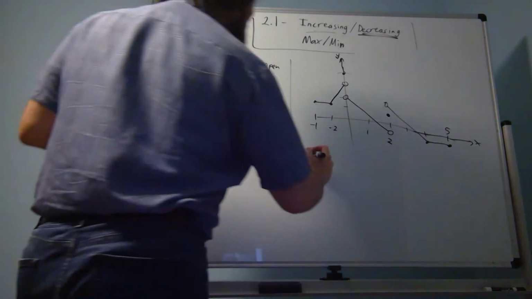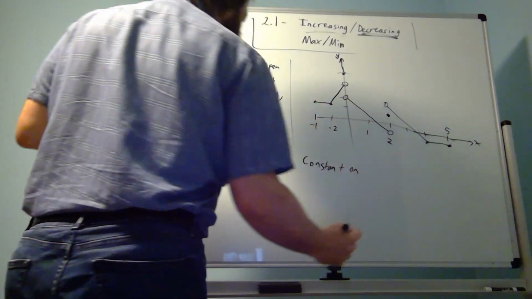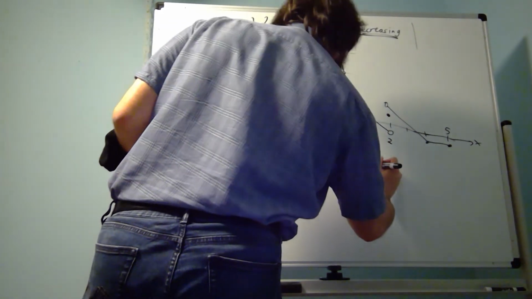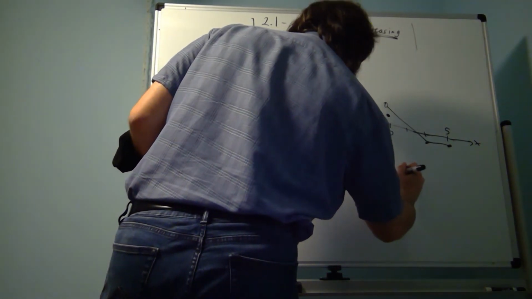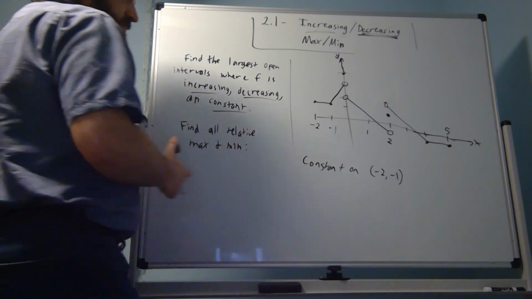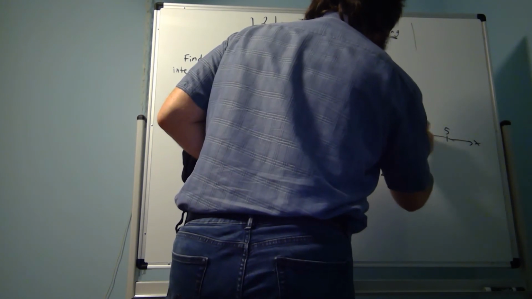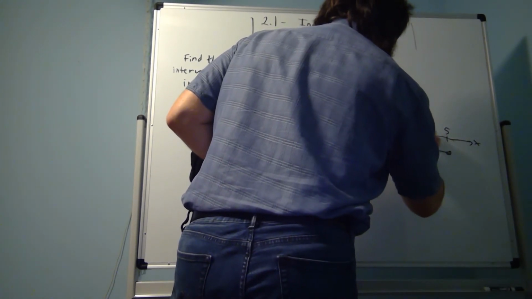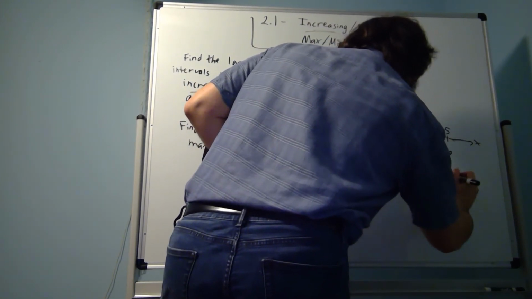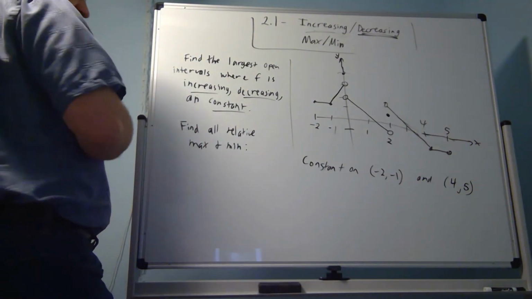So let's see here. Well, constant is actually kind of the easiest. Sorry, I got these in the wrong order. -2 to -1, open interval. So that's the largest possible open interval on which the function is constant. And let's try and draw this to scale a little bit better. So there are 2 different intervals on which the function is constant. So that's it for that one.